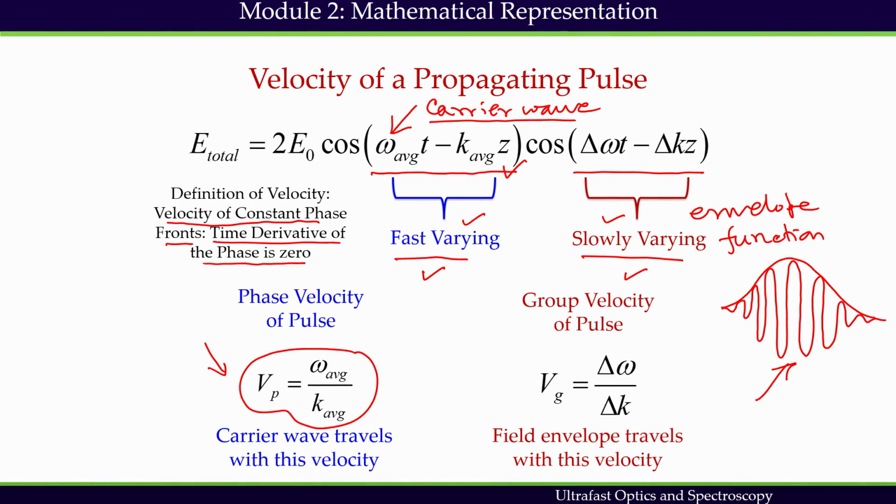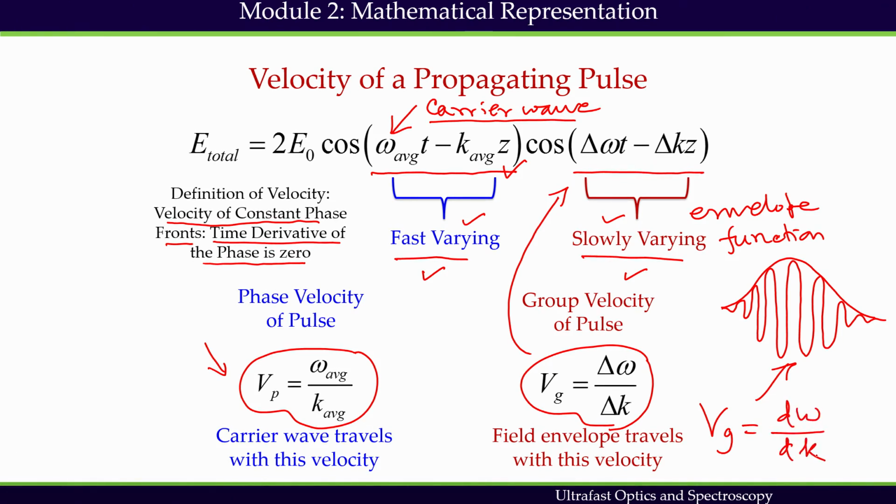Thus, average or resultant frequency component of a pulse travels at phase velocity. The field envelope of a pulse, on the other hand, travels with group velocity, which is defined by Vg, and Vg equals delta omega by delta k. Again, we get this expression by taking time derivative of this phase and make it 0. And if we consider that we have many frequency components, and considering very small difference in frequency, we can also write down Vg equals d omega by dk.